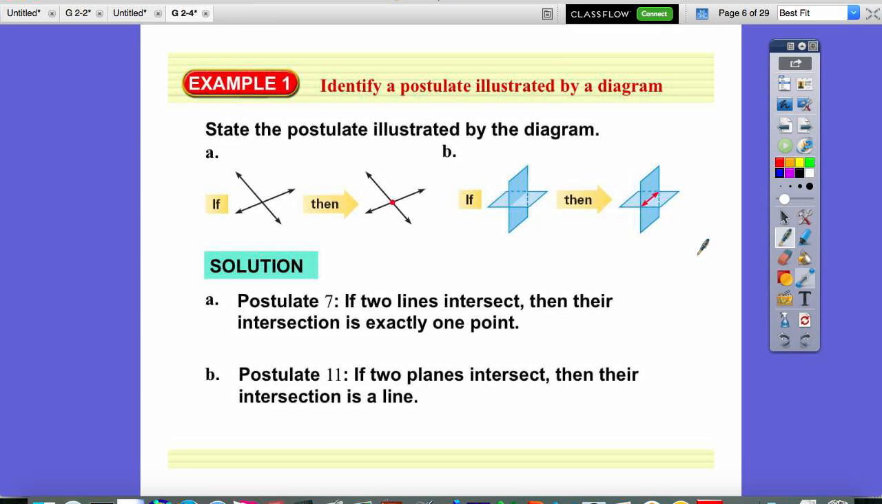So we're going to go back to our postulates, and we're going to have to state the postulate illustrated by the diagram. So we have 2 lines here, and they intersect at a point. So you don't have to remember the postulate name, but obviously we're illustrating a picture of if 2 lines intersect, then their intersection is exactly 1 point. Here we're showing that if 2 planes intersect, their intersection is a line.